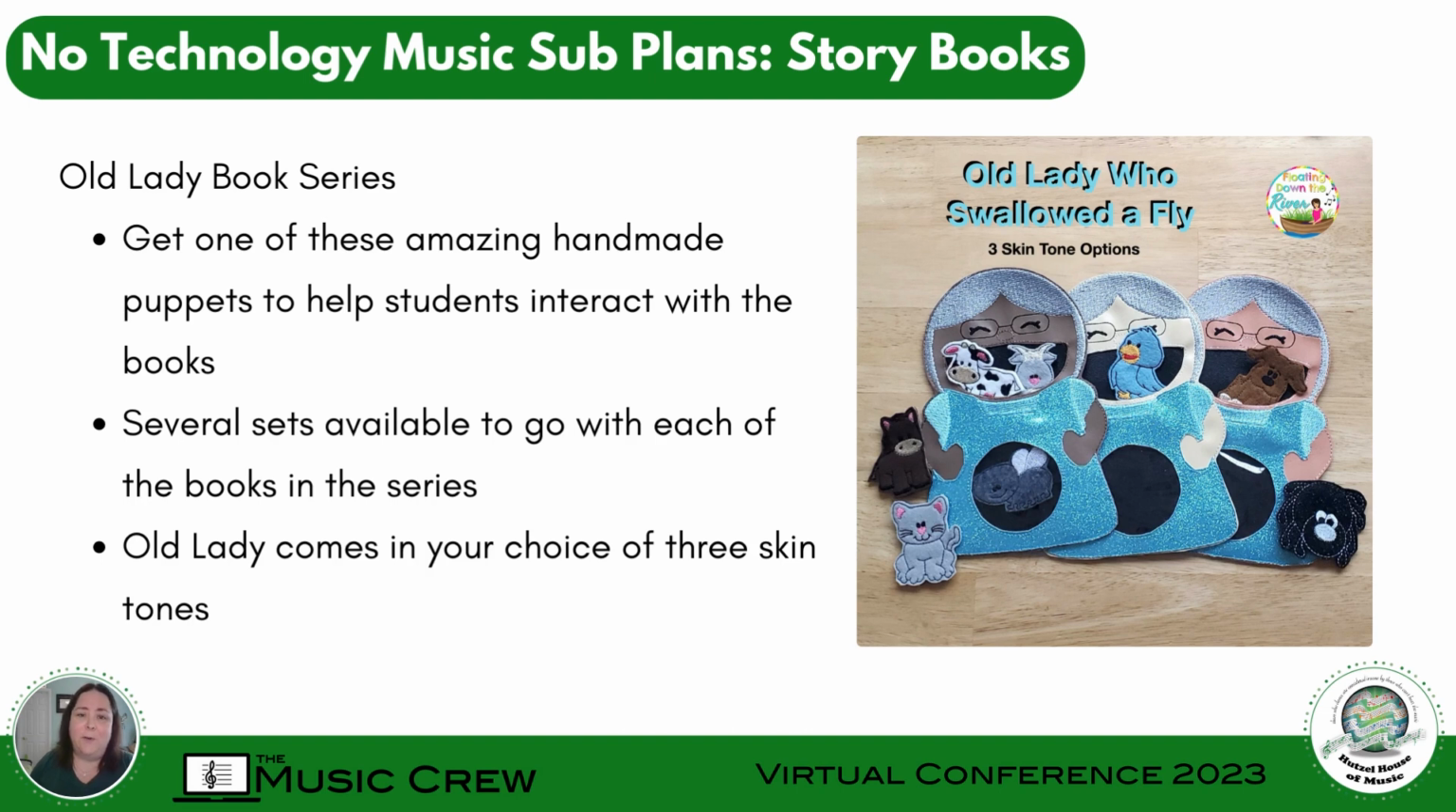Another favorite to go along with the Old Lady books are these puppets. These are from Floatin' Down the River on Etsy. You can get the old lady in each of 3 different skin tones, and then she has small puppets that go with several of the books available in her store. The puppet's mouth actually opens like a little pocket, and then inside the dress there's a see-through section where you can see everything that old lady eats.